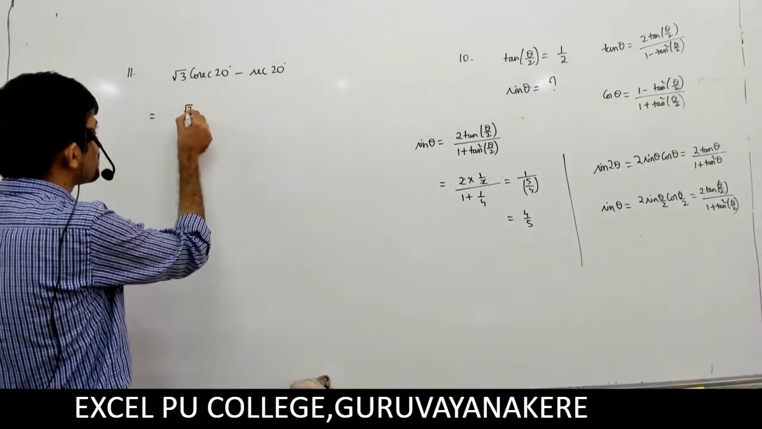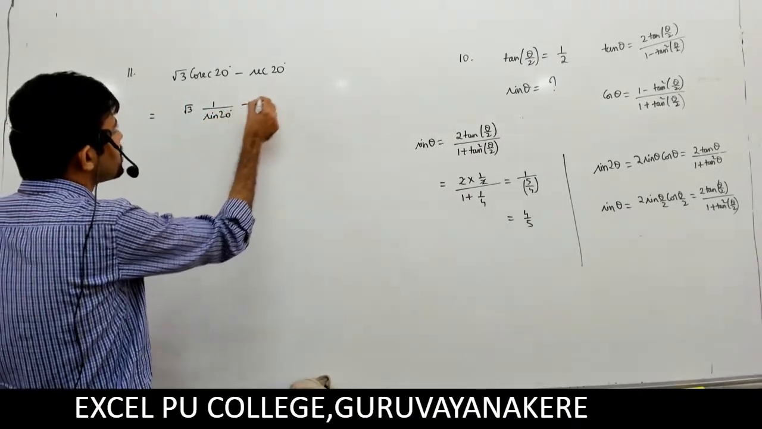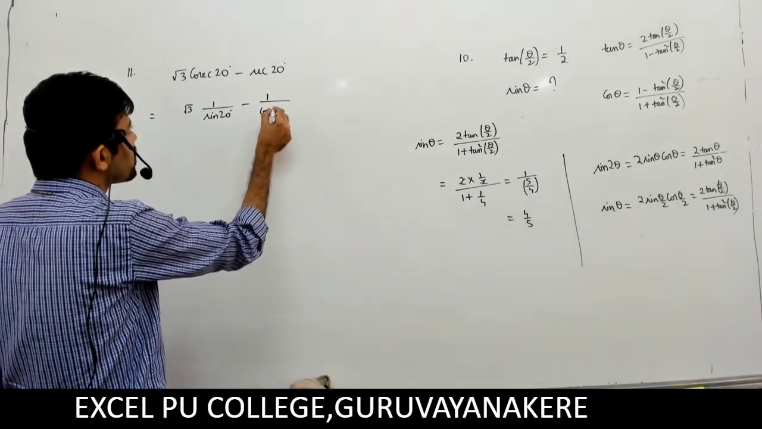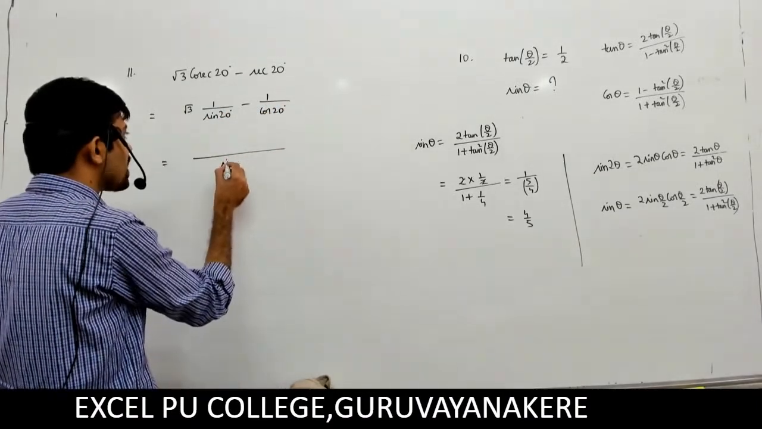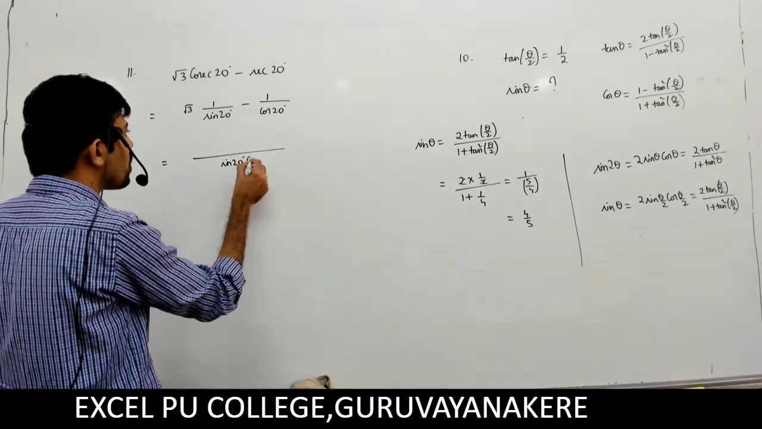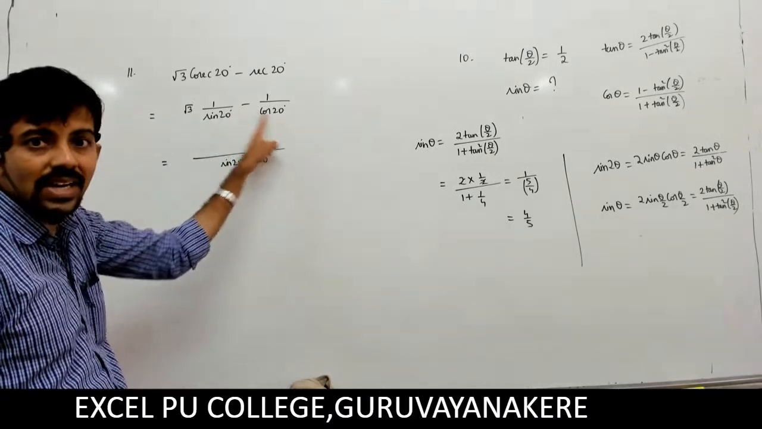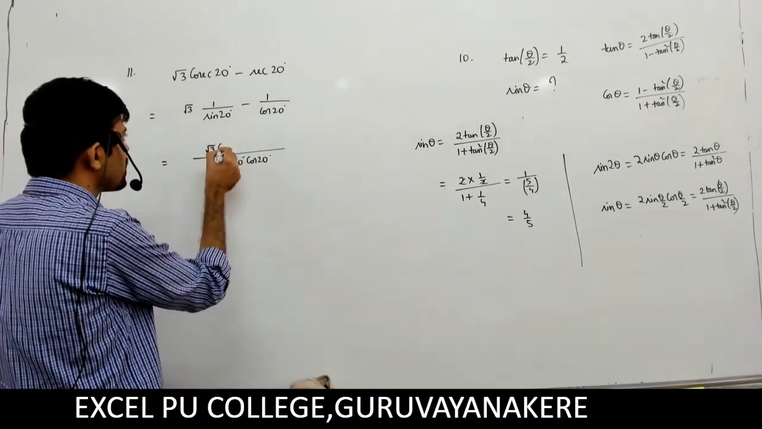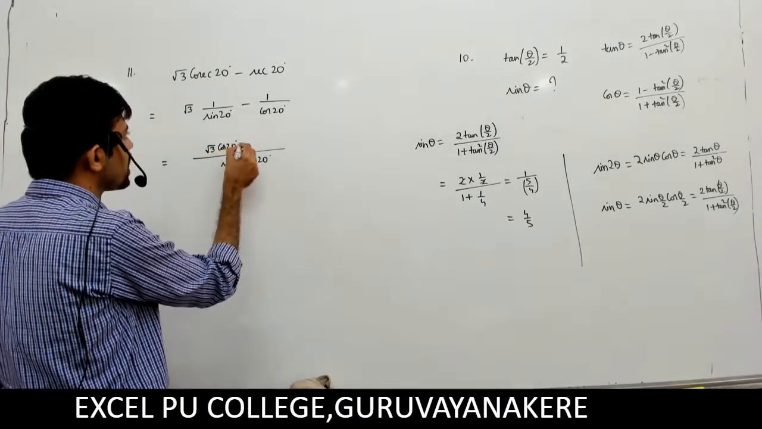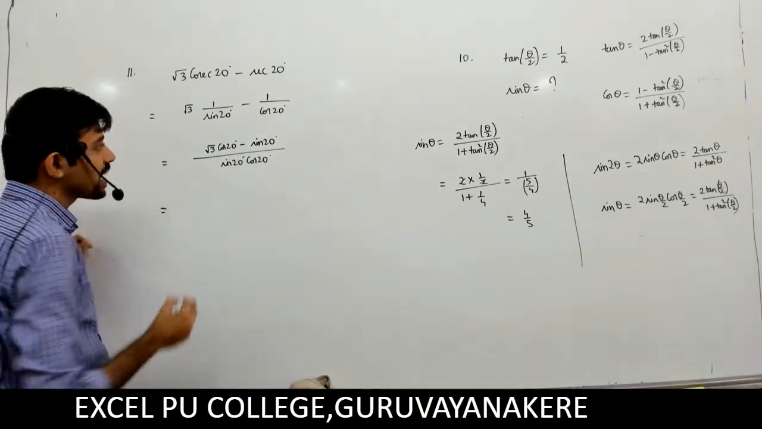Root 3 into cosecant 20 is 1 by sine 20, and this is 1 by cos 20. Correct? Take the LCM. This is sine 20 degree into cos 20 degree. Take the common denominator, sine 20 cos 20. In the numerator: root 3 into cos 20 minus 1 into sine 20. Make it like this after taking the LCM.